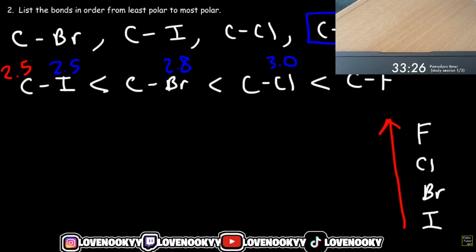The EN difference between carbon and iodine is 0. The electronegativity difference between carbon and bromine, that's 2.8 minus 2.5, so that's 0.3. And 3 minus 2.5, that's 0.5. And 4 minus 2.5 is 1.5.